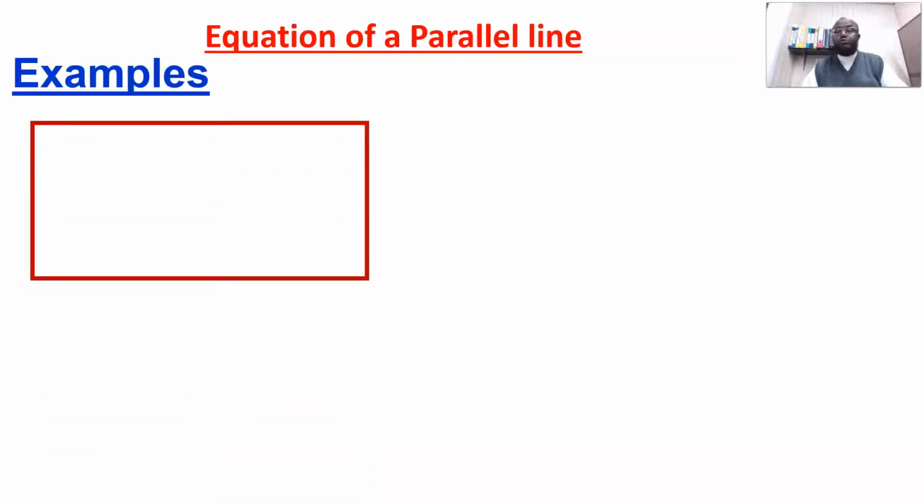As you have seen before, this shape is a simple rectangle. One of the properties of the rectangle is that it has pairs of parallel sides. So the opposite sides are parallel. This side and this side are parallel, and this side and this side are parallel.